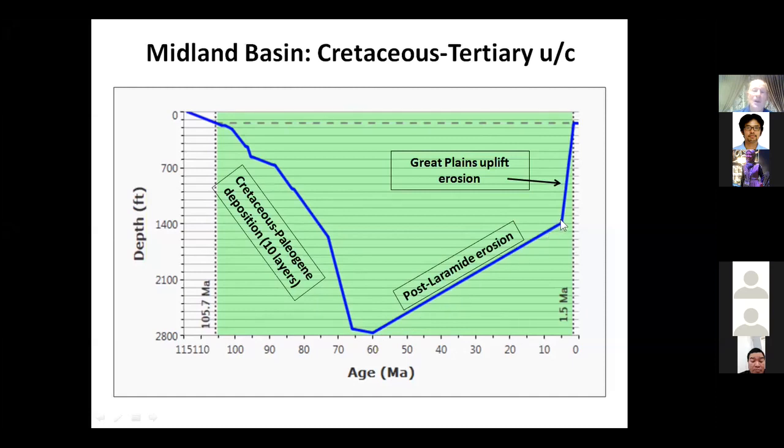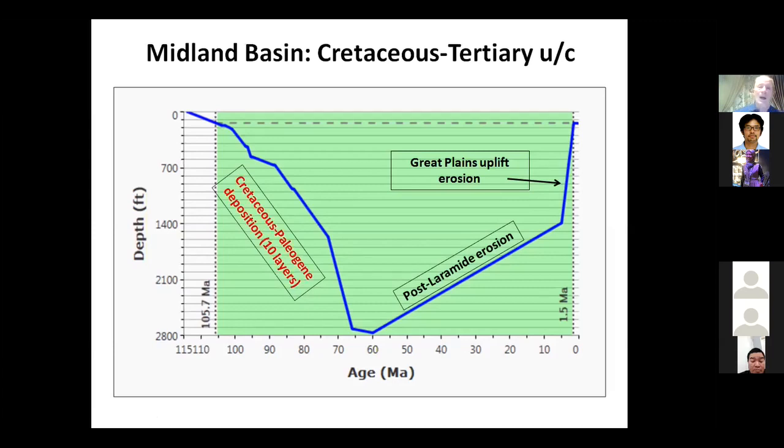We removed it in 2 separate events. One was a relatively slow erosion that occupied most of the time and eroded about half of the section. The other half was eroded very quickly and very recently in the Great Plains uplift. 2 very different tectonic events. That's the model that we created to do this, and no one else had ever done this before for this area.